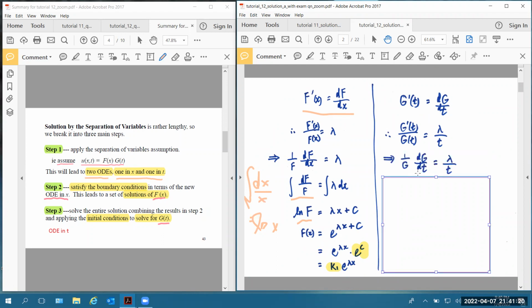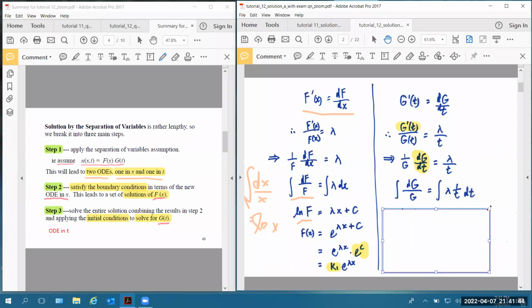So this one becomes like that. So this one you all know, right? That's because my G prime is dG/dt. Then I find that I can separate the variables, all the G on one side, all the T and R side. Then I'll be able to integrate that. So this is what I have.